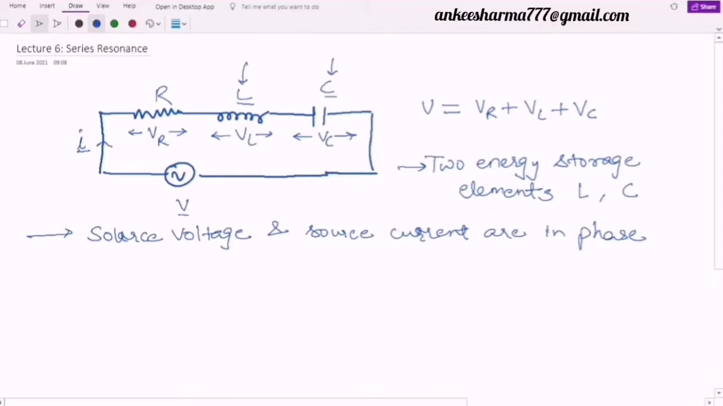How will that be cancelled out? If the inductor provides the reactance XL and the capacitor provides the reactance XC, then I want XL equal to XC. So I will take a frequency at which XL is equal to XC, and that frequency is called the resonant frequency.